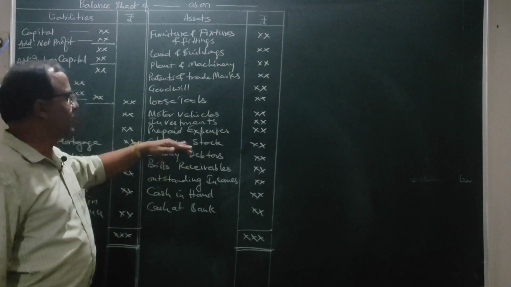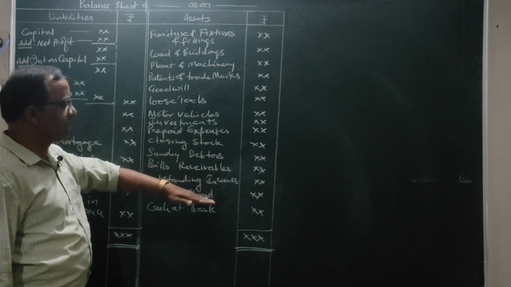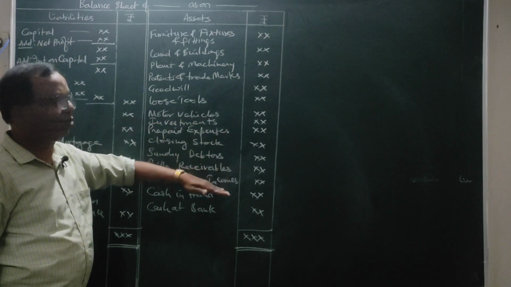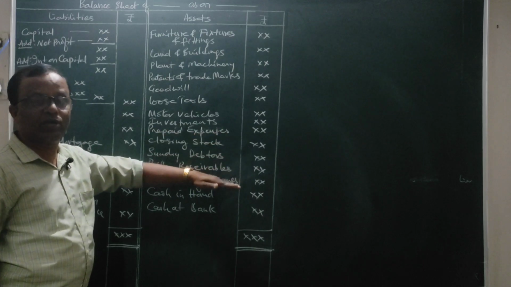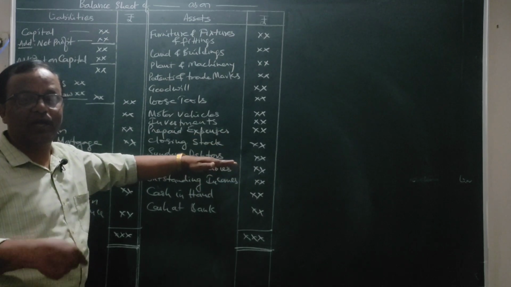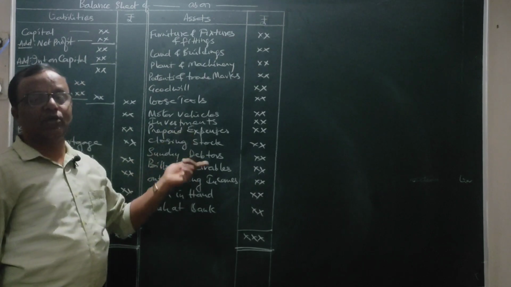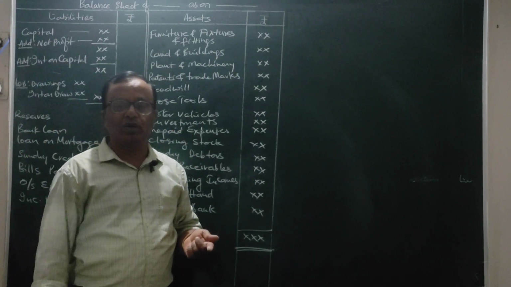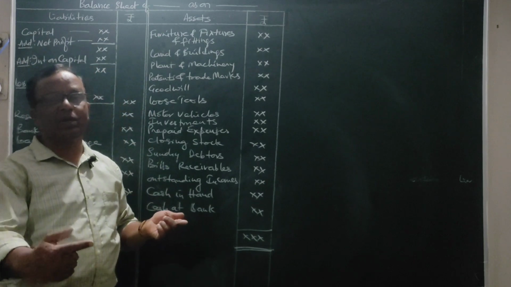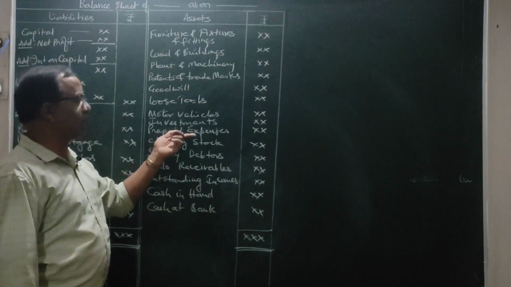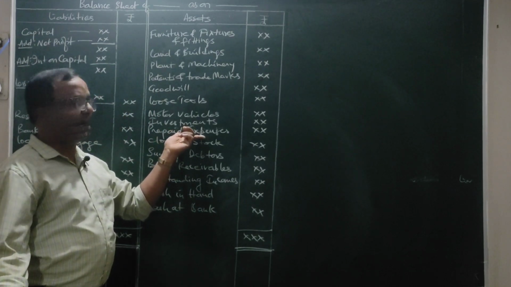Then again, from here onwards, they are all current items. Current means those particular assets which can be converted into cash within a 1 year period. They are called current assets. What are those? Prepaid expenses, expenses paid in advance. How much will we pay? We will pay for 1 year at the most. So prepaid expense is a current asset.